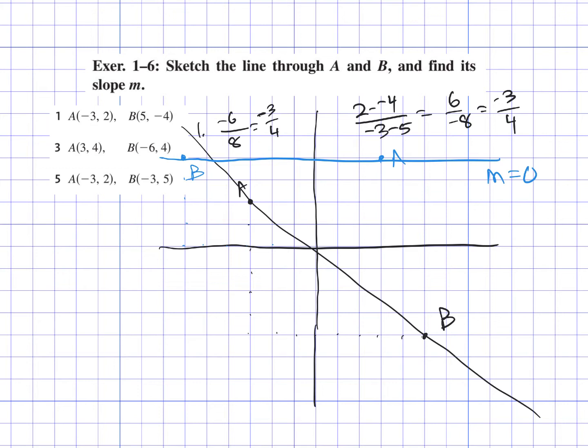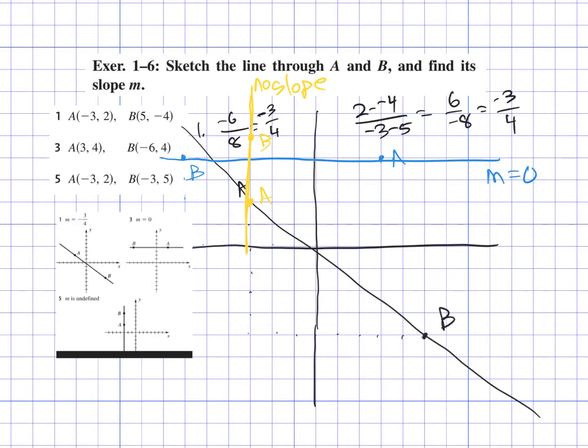And number 5, we'll do in yellow. (-3, 2) is point A, and the other point is (-3, 5). And that's a vertical line, and that has no slope. And there's your 3 answers.